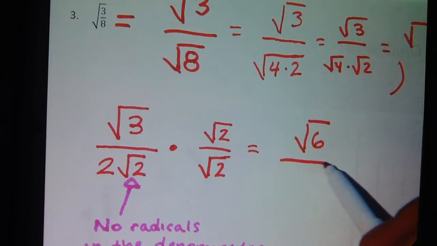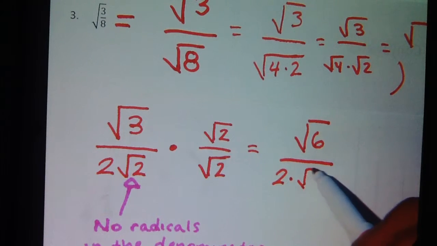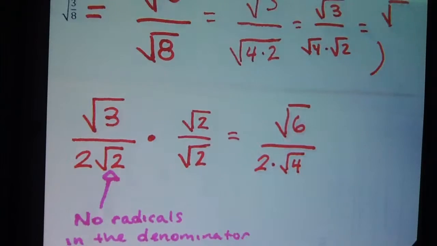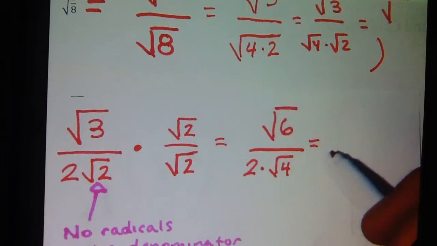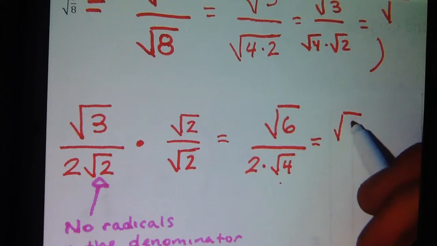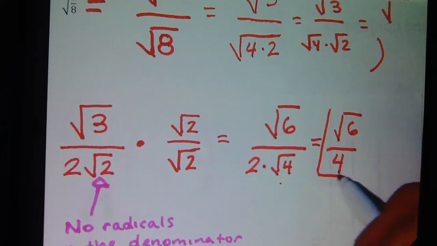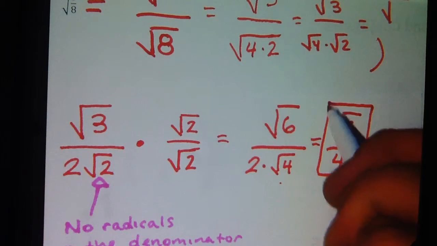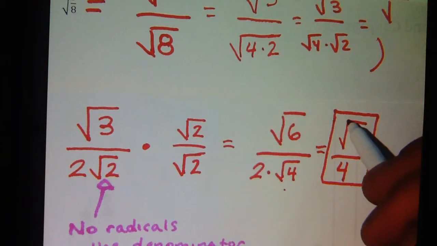And on the bottom, you're going to get 2 times the square root of 4. And the square root of 4 is 2. 2 times 2 is 4. And so we're left with the square root of 6 over 4. And this here is our answer in its simplest form.